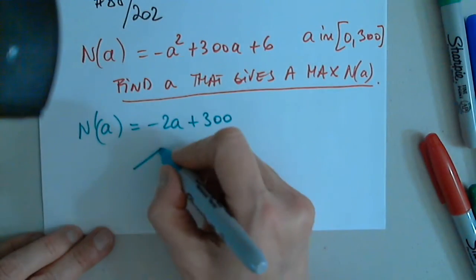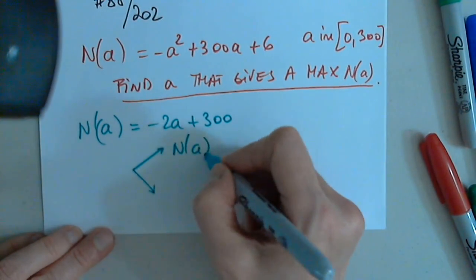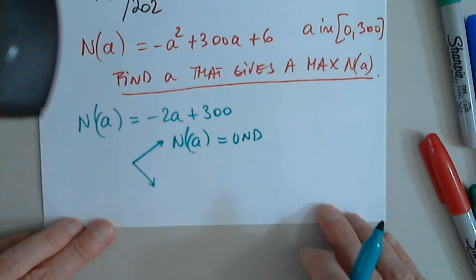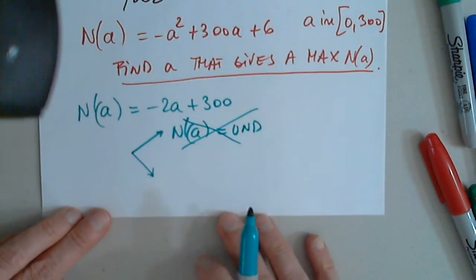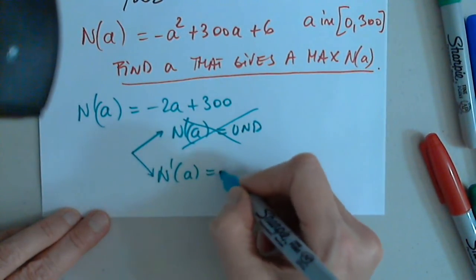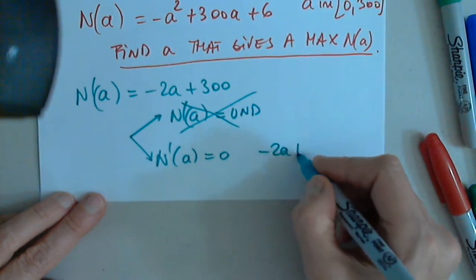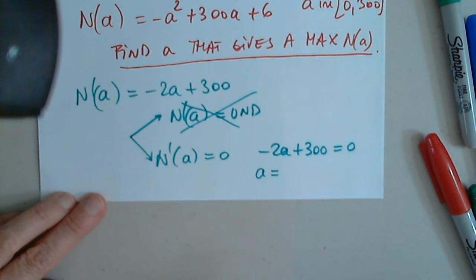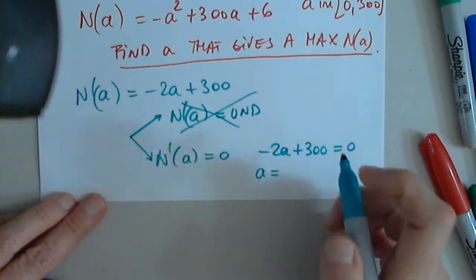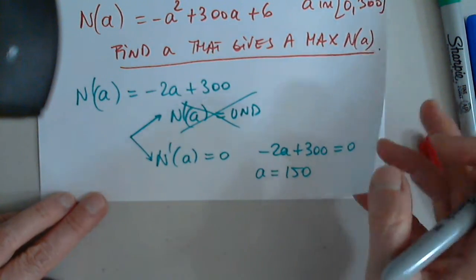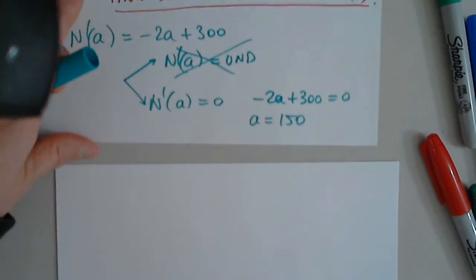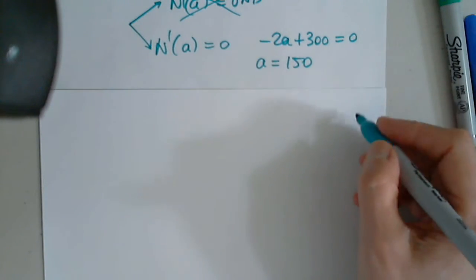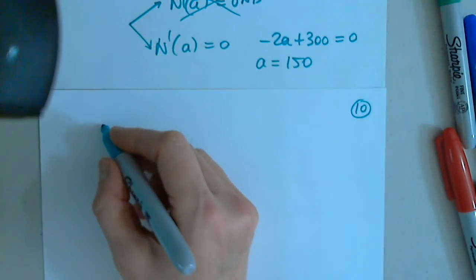Remember, critical numbers come from two sources, from n prime of a being undefined. Is that a possibility? No, it's a polynomial. So what about n prime of a being 0? Negative 2a plus 300 equals 0 and a equals? 150. Very good. Perfect. So now I get my table going immediately. So here it is. I don't know what page I'm on. I think it's 10. Okay, I have a.